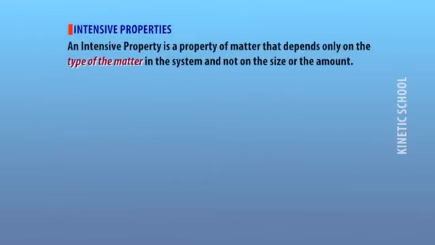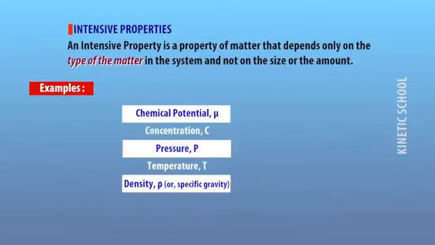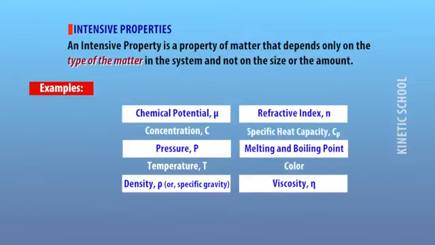Now, what are intensive properties? An intensive property is a property of matter that depends only on the type of matter in the system and not on the size or the amount. For example, chemical potential, concentration, pressure, temperature, density, refractive index, specific heat capacity, melting and boiling point, color and viscosity.